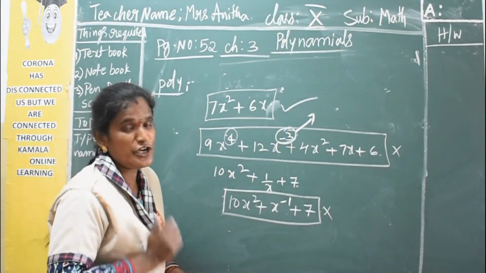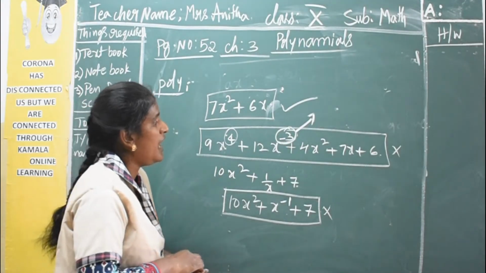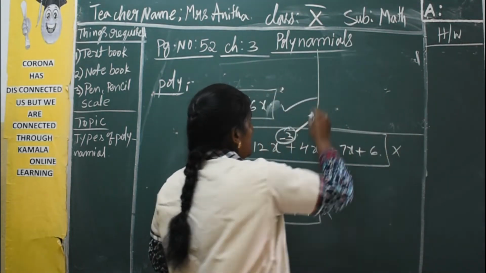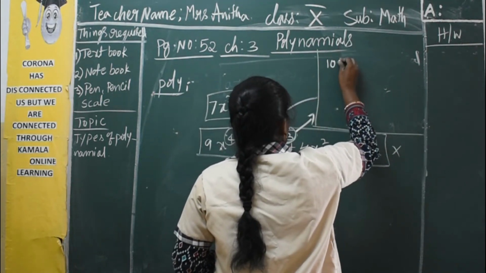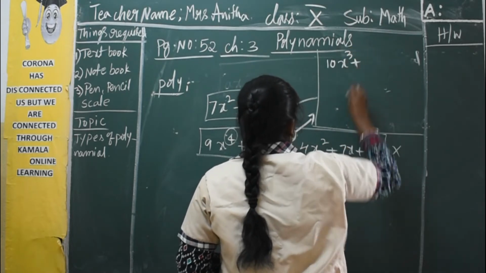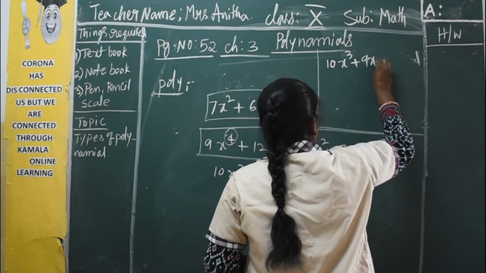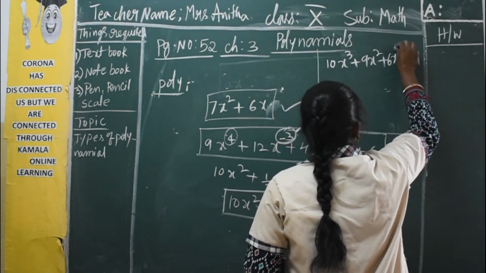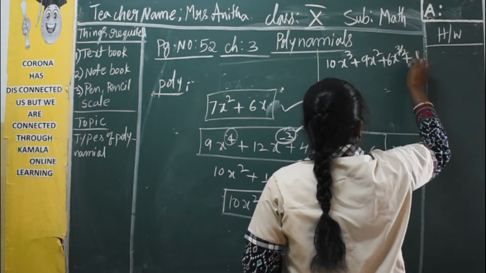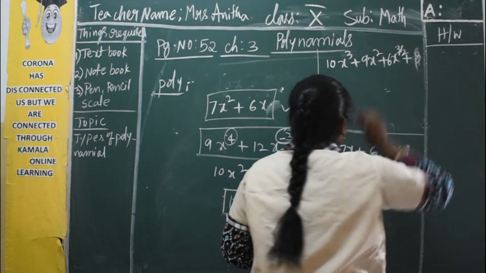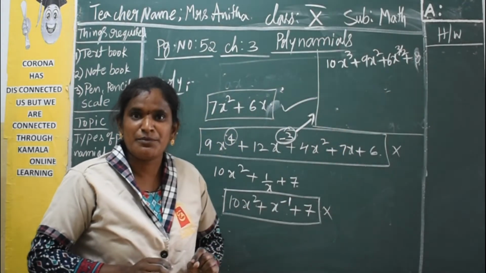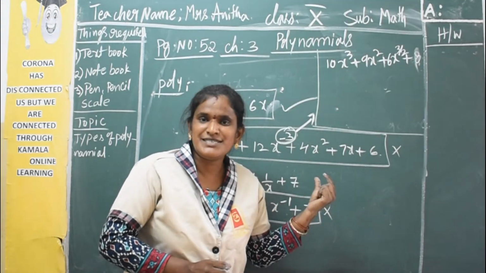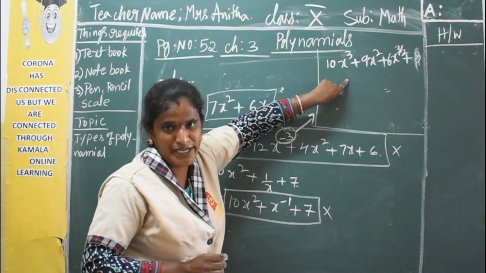So why is it a polynomial, why is it not a polynomial? I am taking another example. You have to observe carefully. So I am taking 10x cube plus 9x square plus 6x power 3 by 2 plus 8. Definitely it is an algebraic expression, but is it a polynomial or not?